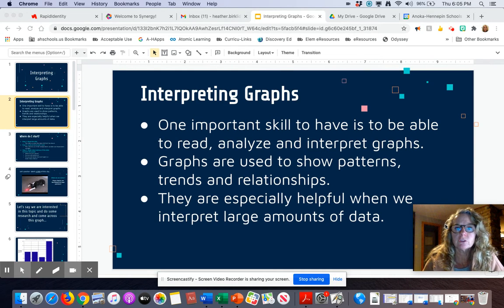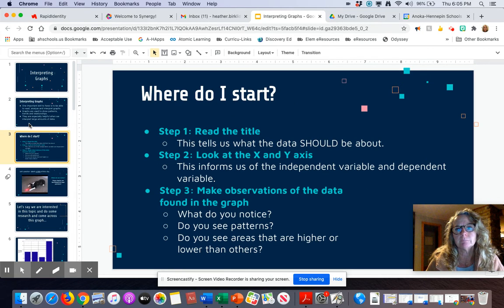Graphs are used to show patterns, trends, and relationships, and sometimes it's easier to look at information in a graph than in a data table because we can visualize exactly what that data is about. We've come up with 3 steps to help you understand graphs. The first step is to look at the title. This should tell us a lot about what the graph is about. Sometimes the title is misleading though, or the graph doesn't give us all of the information.